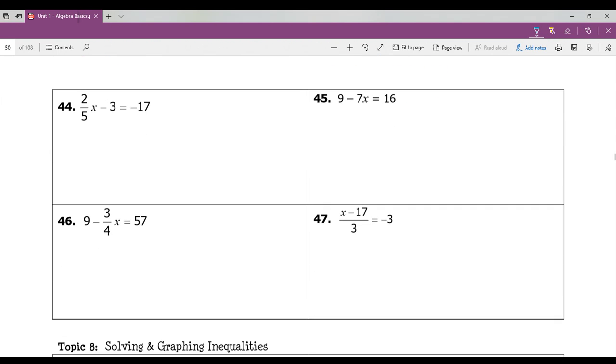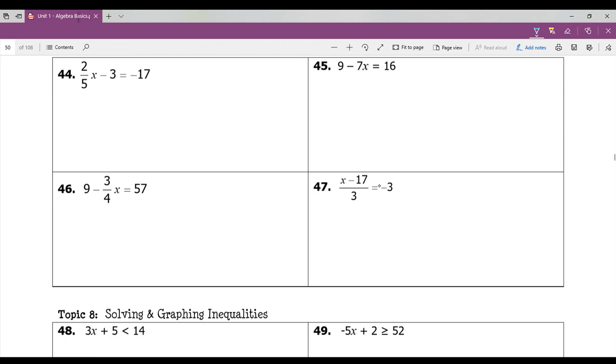Okay, let's do a couple more. Excuse me. Okay. Well, I don't want to go all the way down. Hang on. Whoops. Got rid of the whole thing.